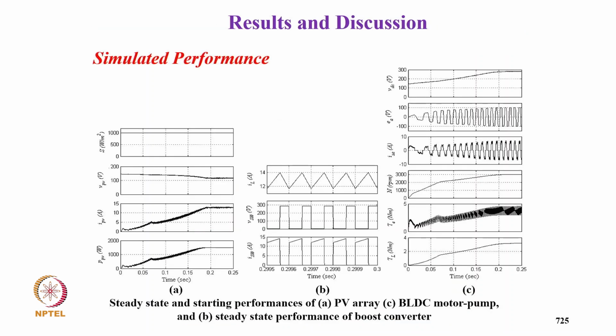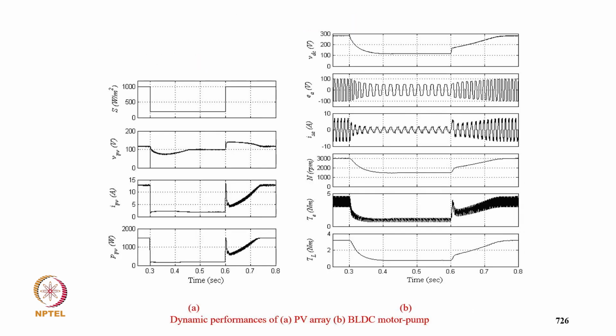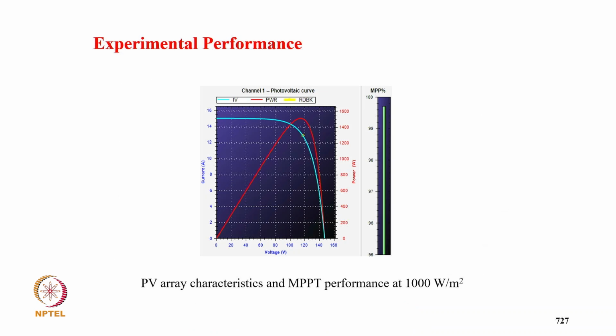These are the simulated waveforms for the PV voltage, solar insolation, PV current, and PV power during starting. Then the DC link voltage, the back EMF, winding current, speed, torque, and load torque introduced, and of course the inductor current, switch voltage, and switch current. And this is for the case when solar insolation changes.